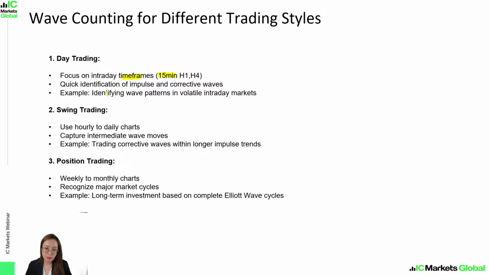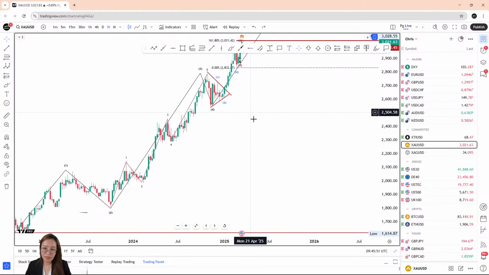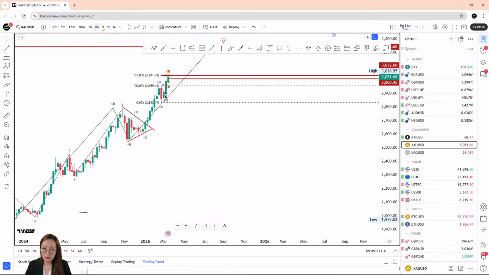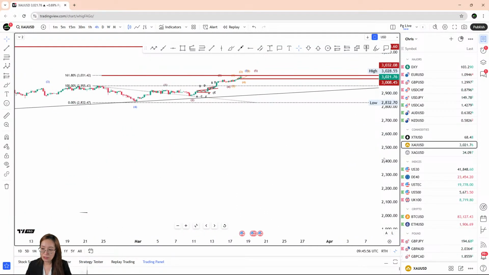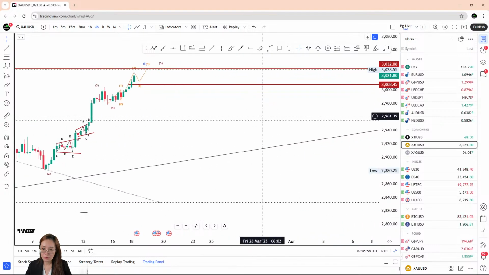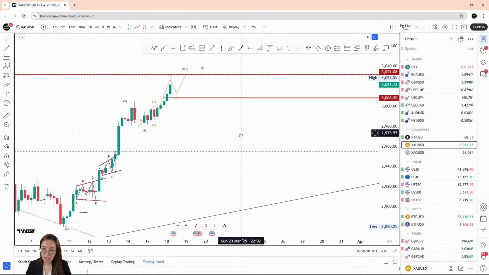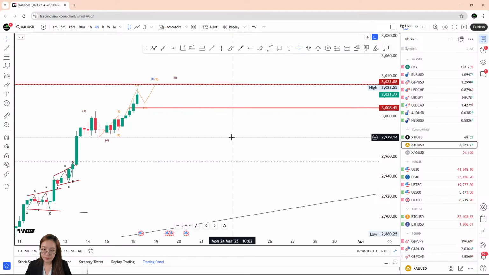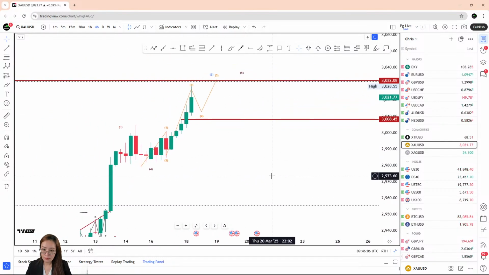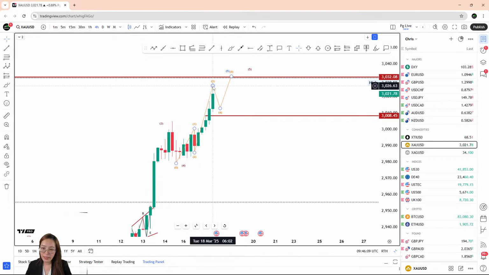After that you need to quickly identify the impulse or corrective wave. For example, you need to identify the wave pattern in a volatile intraday market. Let's say I'm a day trader, and I'm at the H4 time frame. Over here, why do I count this one as wave 3? Because this is wave 3, 4, and this is going to be the end of wave 5. Within wave 5 there should be the impulse sub waves, which are 1, 2, 3, 4, 5, right?